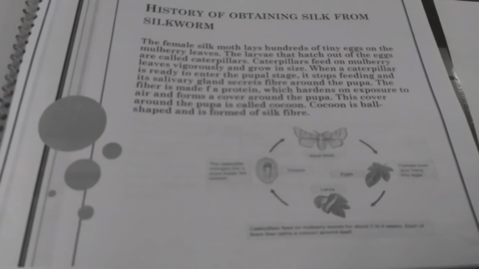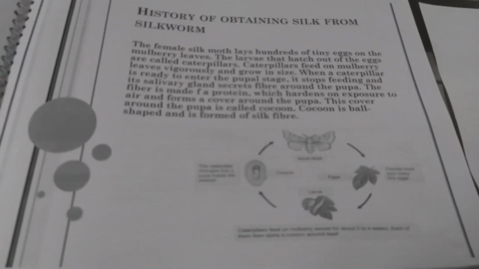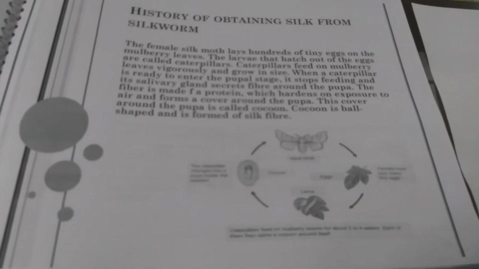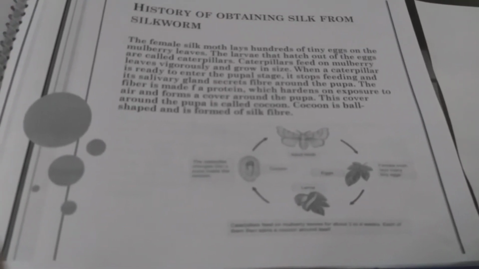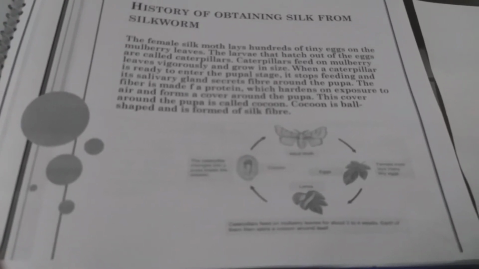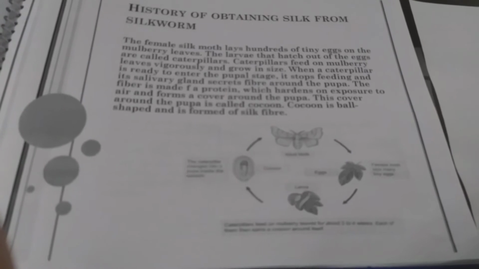Obtaining silk from silkworm. The female silk moth lays hundreds of tiny eggs on the mulberry leaves. The larvae that hatch out of the eggs are called caterpillars. The caterpillars feed on mulberry leaves vigorously and grow in size.